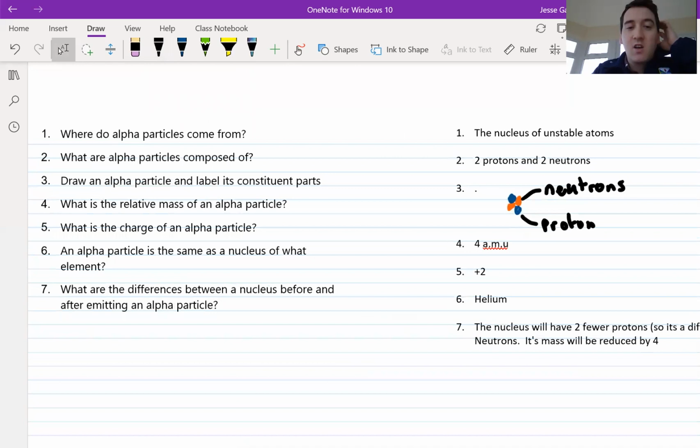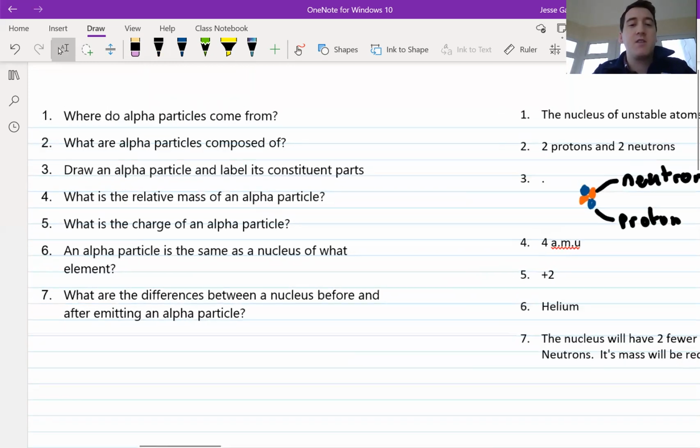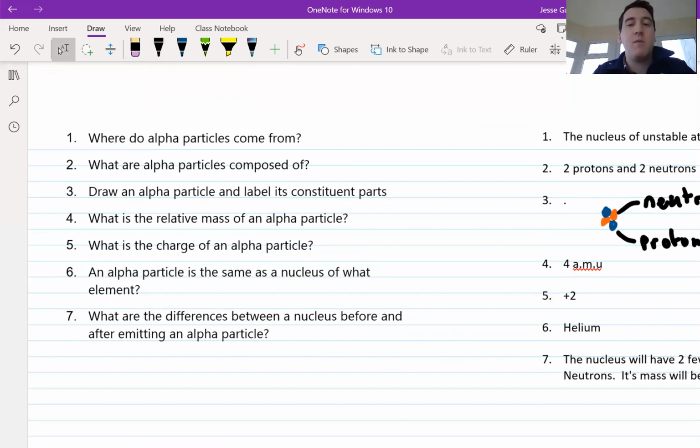What is the relative mass of an alpha particle? 4 atomic mass units. Well done if you got that right. What is the charge of an alpha particle? It's +2. An alpha particle is the same as the nucleus of what element? Okay, so that would be helium. Helium has an atomic mass of 4. It's got 2 protons and 2 neutrons. So well done if you were able to work that out by looking at the periodic table. If not, it's something to make a note of now, that an alpha particle is the same as a helium nucleus.